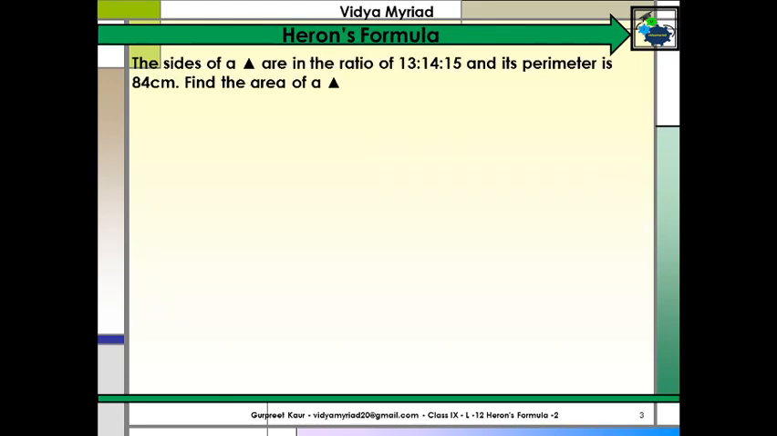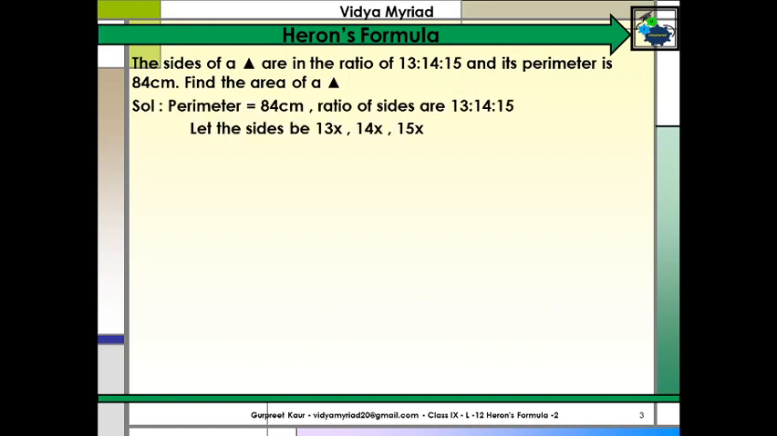Let's begin with question number 1, which says that the sides of a triangle are in the ratio of 13:14:15 and its perimeter is 84 centimeters. Find the area of the triangle. Now see, for Heron's formula, we should have the three sides of a triangle. But in this question, the sides are given in the ratio, so we can find them with the help of the perimeter. Perimeter is 84 centimeters, so let the sides be 13x, 14x and 15x. With the help of the formula, we can find x.